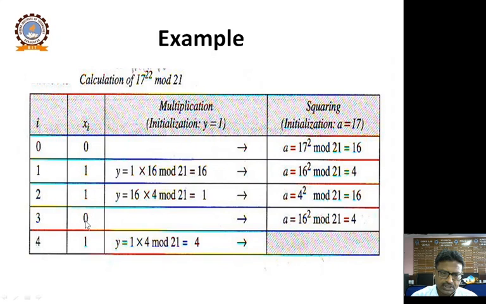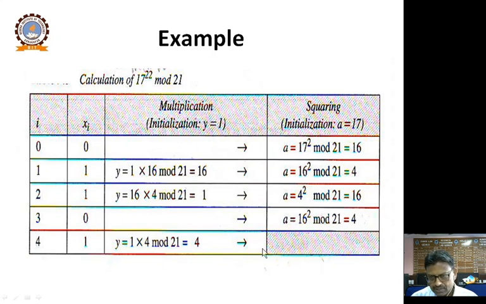Now the next iteration, the xi bit is 0. So we don't do any multiplication, but we do the squaring, that is equal to 4. And in the last iteration, y is updated by the previous value of y, that is 1, times the new value of a, that is 4, and that is equal to 4. So 17 to the power 22 mod 21 is equal to 4.